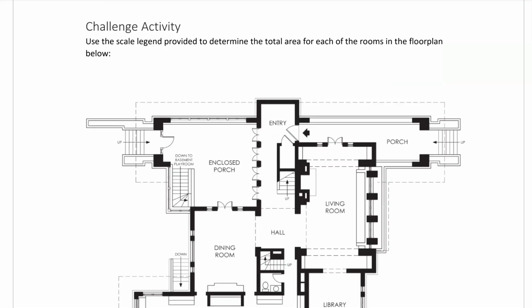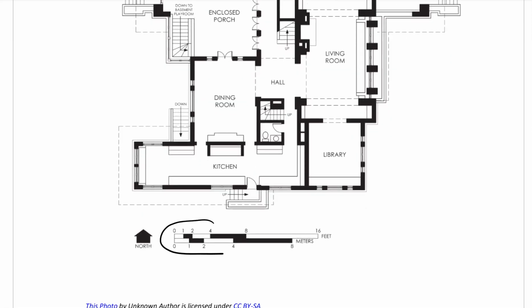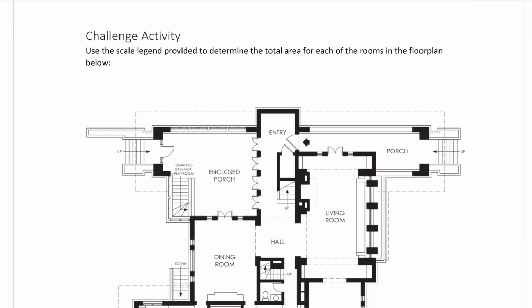So this last section of this outline is a challenge activity. You have a blueprint of what looks like a home, and you're asked to use the scale legend to determine the total area for each room in the floor plan below. So here is the legend, and you're asked to find the area of each room in this big house. I will leave this up to you if you would like to do this.